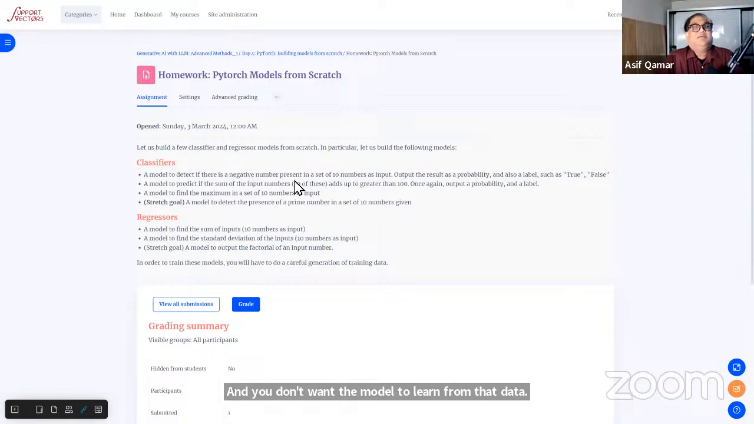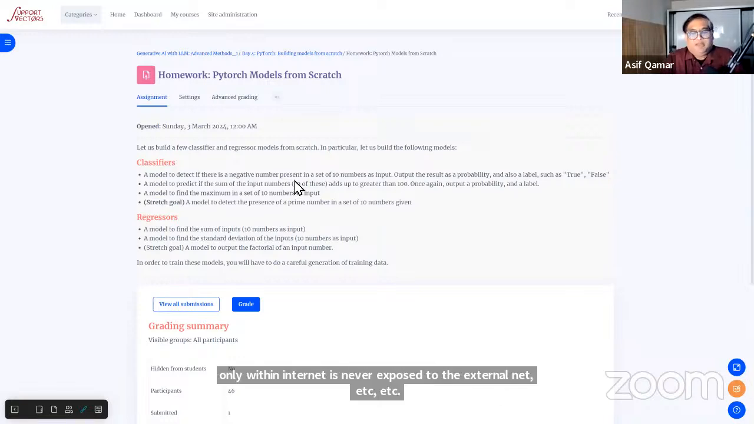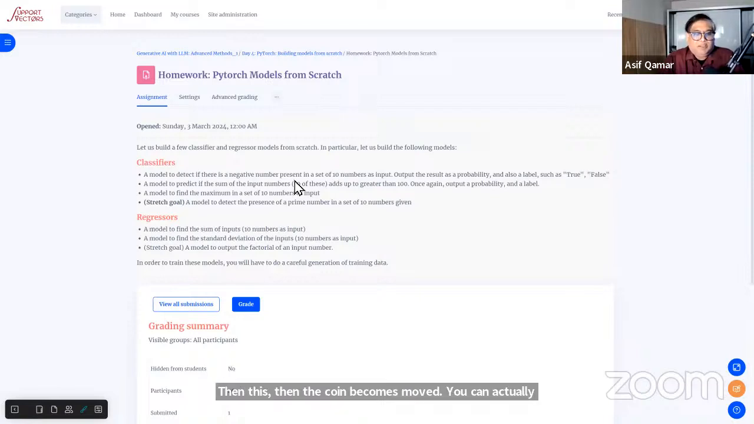Because if it learns, we talked about it, a model is like a child. You can easily have the child tell you whatever it knows. Right? So it's dangerous. So there are issues associated with that aspect of it. On the other hand, of course, some of these are theoretical issues, because if your model is only within the intranet, is never exposed to the extranet, etc., then the point becomes moot. You can actually fine tune it on your proprietary data and still use it.